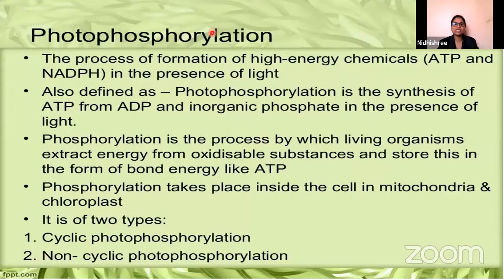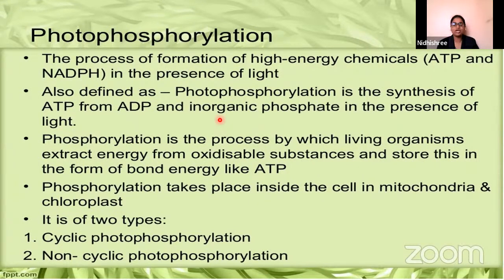The next one is photophosphorylation, the process of formation of high energy chemicals. High energy chemicals like ATP and NADPH, the process of their formation is named photophosphorylation. It is also defined as the synthesis of ATP from ADP and inorganic phosphate in the presence of light. ATP synthesis is also called photophosphorylation.